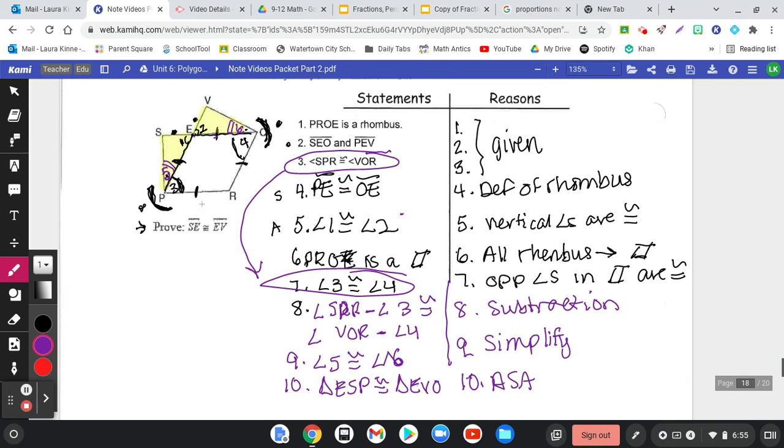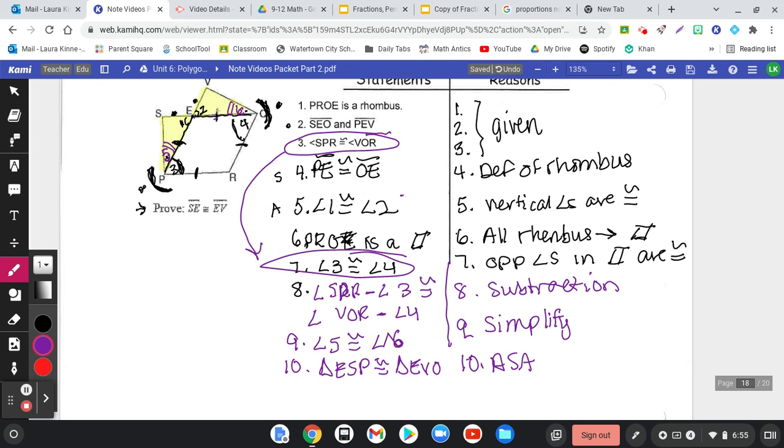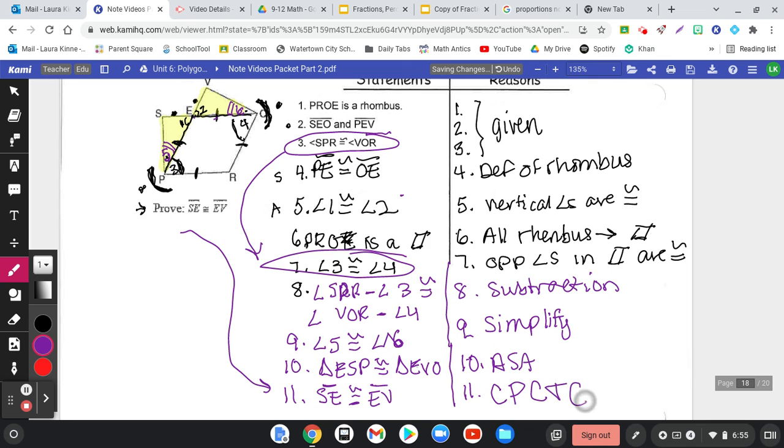And then we can prove that these two parts are congruent, because if these two triangles are congruent, any matching parts are. So your very last statement is always what it wants you to prove. SE is congruent to EV. Because we just proved that two triangles are congruent, we can say corresponding, or that's the same as matching, corresponding parts of congruent triangles are congruent. Okay, we'll stop there.